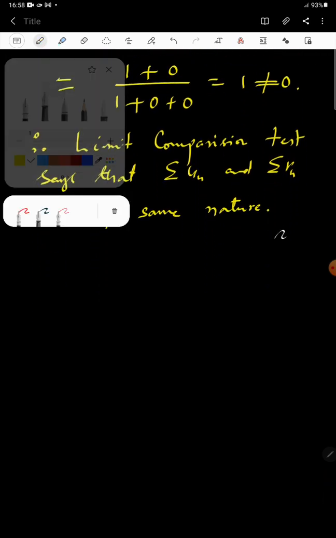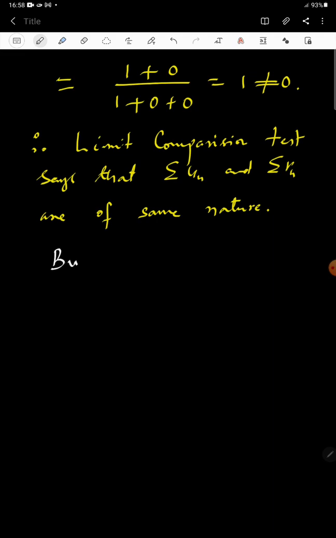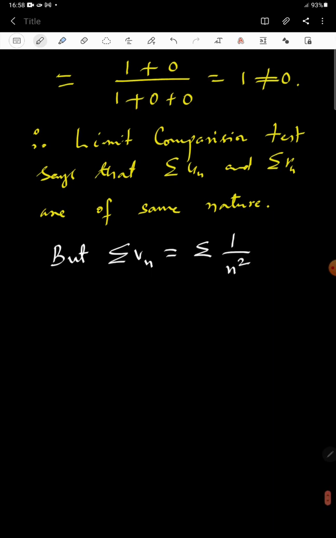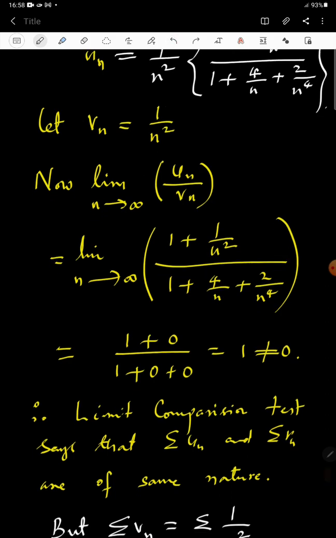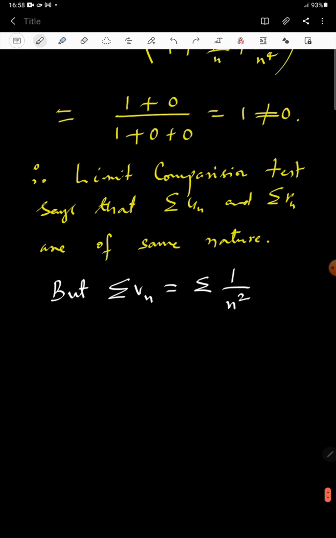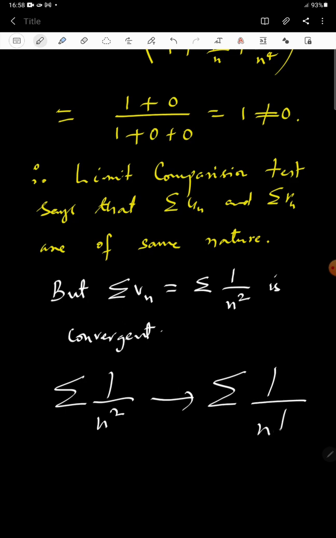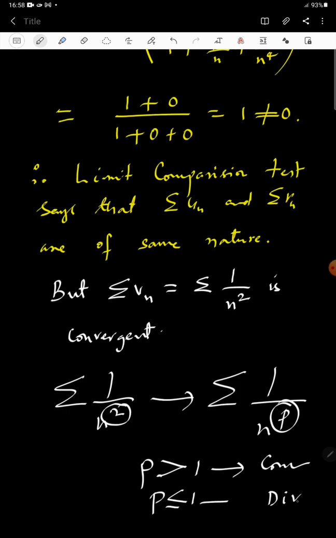Now I change the color because the concept is changing. But sigma vn is sigma 1 by n square. You can see here vn is 1 by n square. So sigma vn is sigma 1 by n square, is convergent. How is it convergent? Because sigma 1 by n square is looking like sigma 1 by n power p. This p is 2 and the condition p greater than 1 is satisfied. For p greater than 1 it is convergent, for p less than or equal to 1 it is divergent.